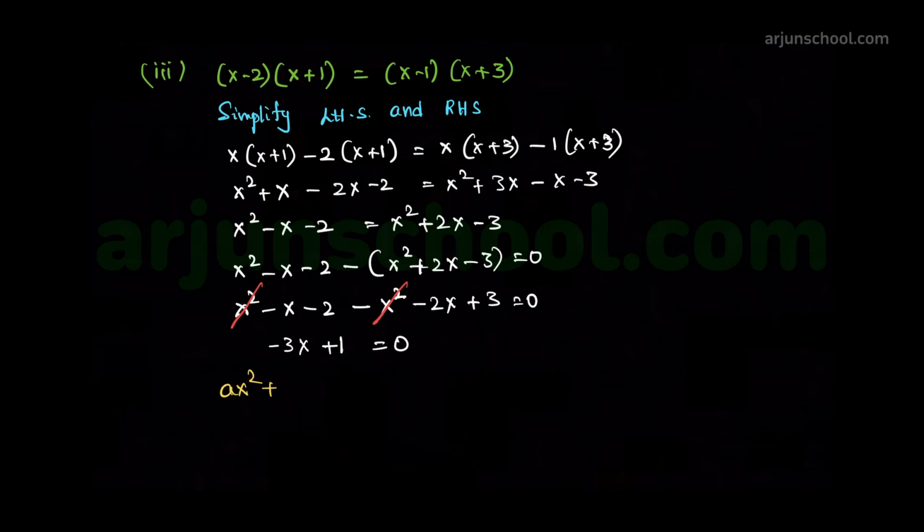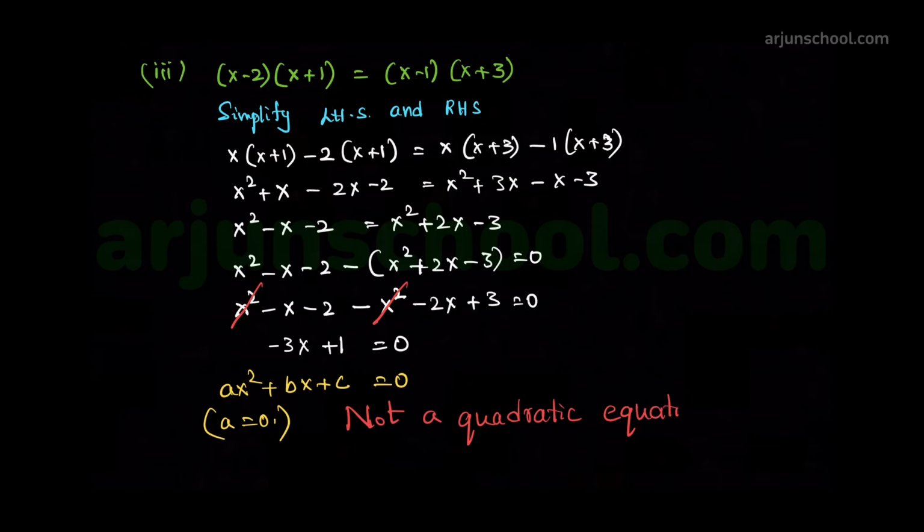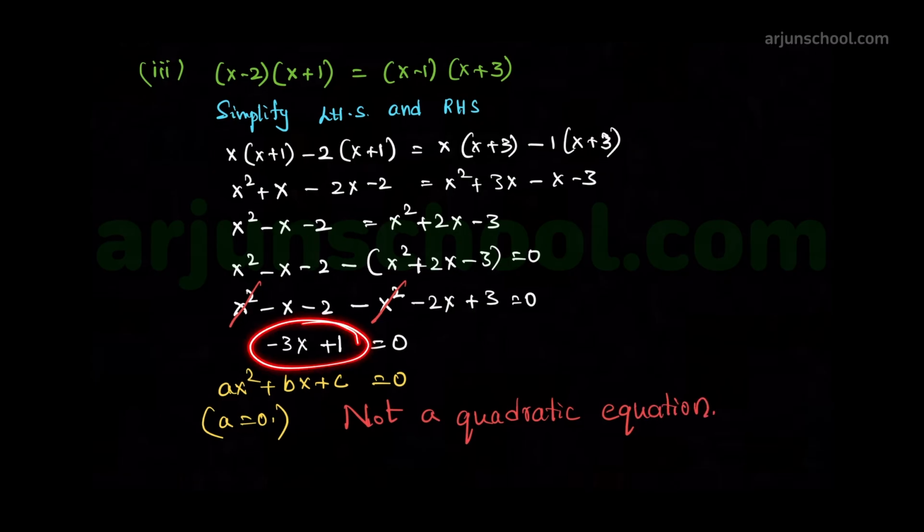Now this equation is of the form ax square plus bx plus c is equal to 0, where a is 0. Therefore this is not a quadratic equation. In the final equation minus 3x plus 1 is equal to 0, the highest power of variable x is 1, not 2. Therefore given equation is not a quadratic equation.